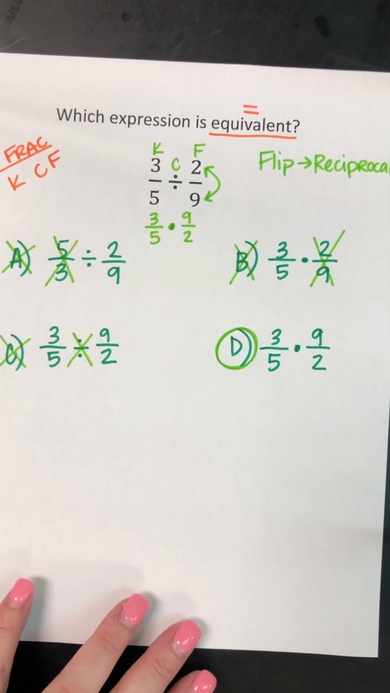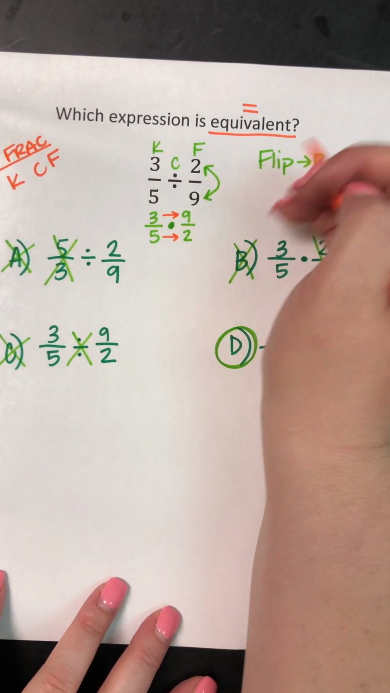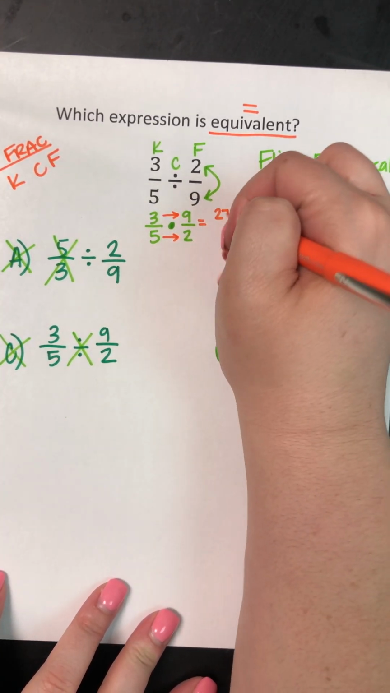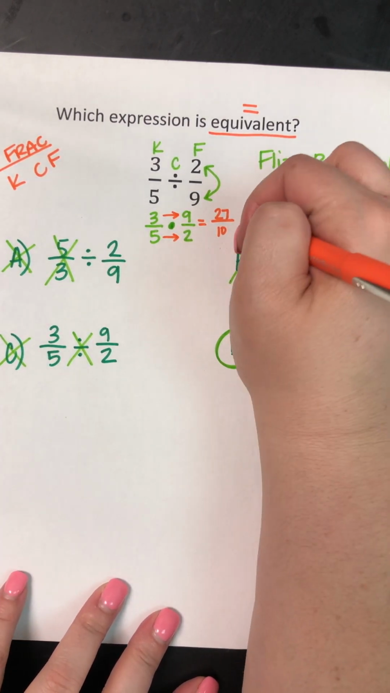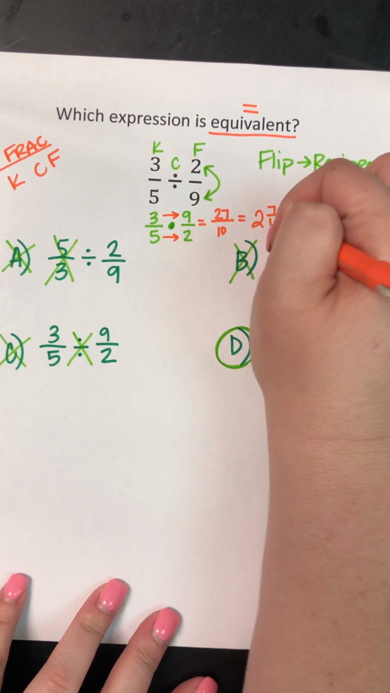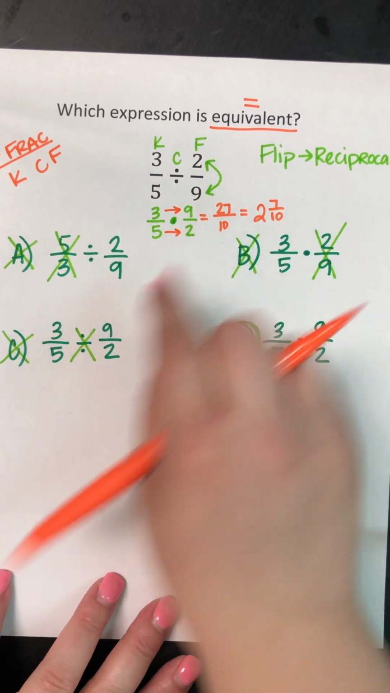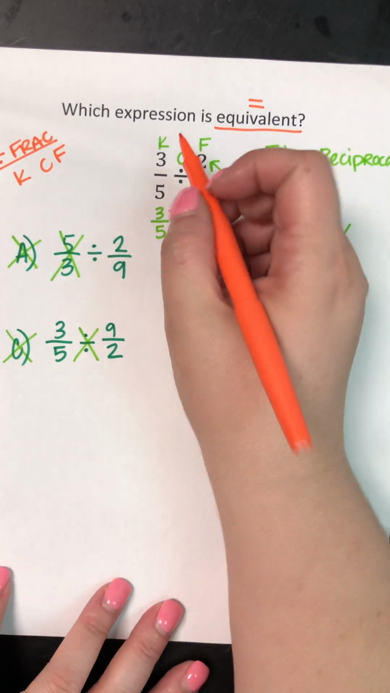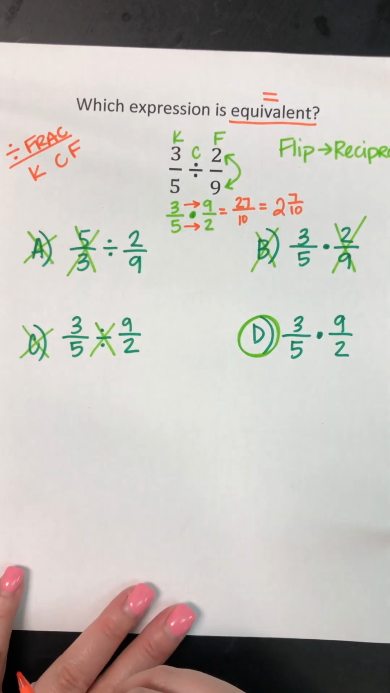And from there, if I wanted to solve for an actual fractional answer, I would just do top times top, bottom times bottom, and then that's improper. So I need to make it mixed, which would be 2 7/10. But they aren't asking to solve on this problem. They're literally just asking you to keep it, change it, flip it. They want to know, do you know the rule for dividing fractions?